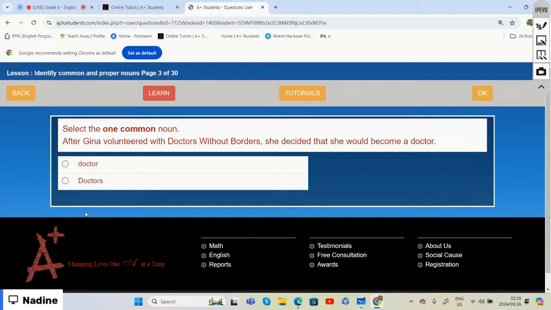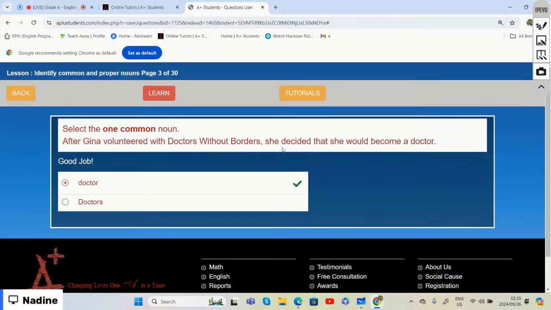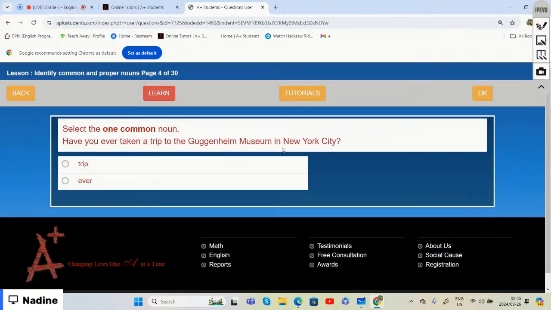All right, if we choose the correct option, then we would say doctor. Because if we just say that I want to become a doctor, it is lowercase, it's a common noun. But if we, for example, say Doctors Without Borders, or you give the name of the doctor, then it is the second one. So well done. Option one is correct.